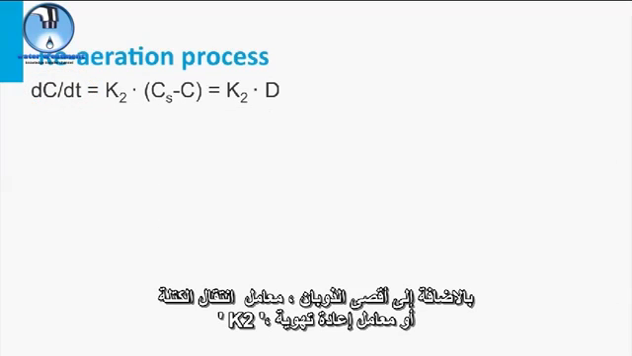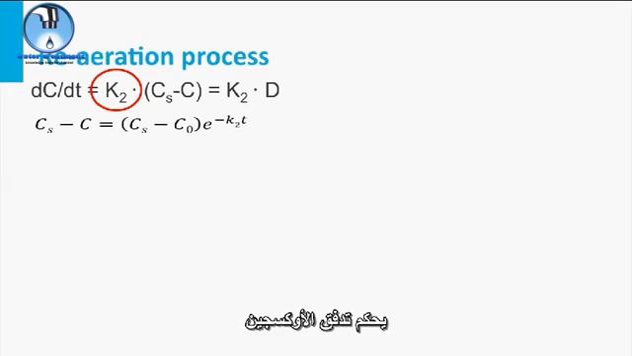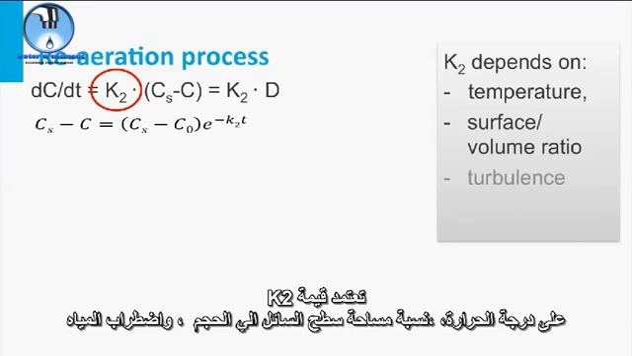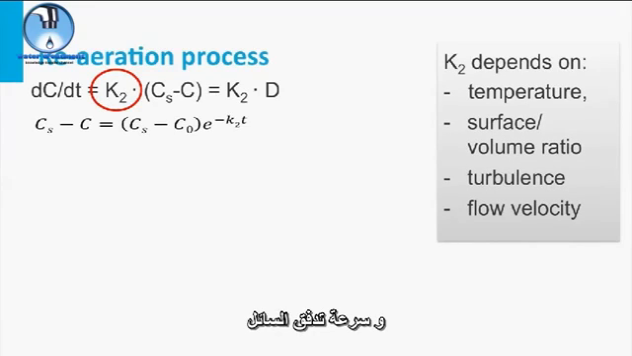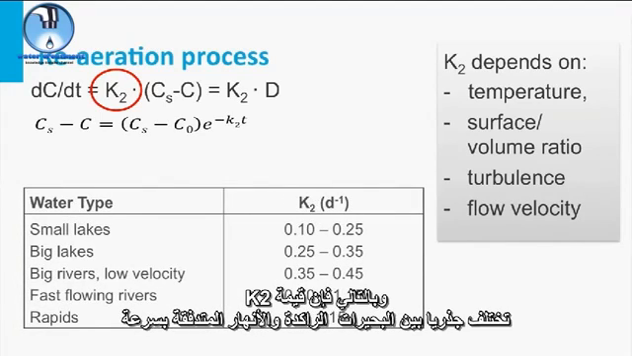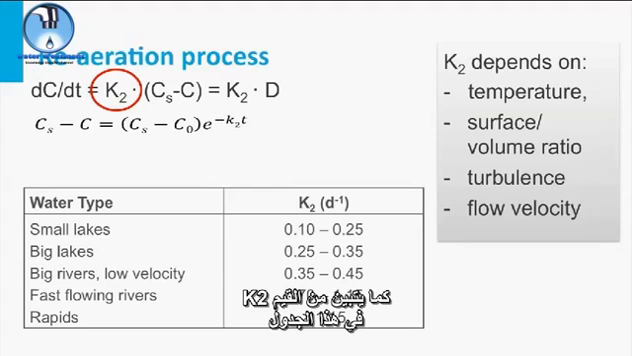Next to the maximum solubility, the mass transfer coefficient or reaeration coefficient, K2, governs the oxygen flux. The value of K2 depends on temperature, liquid surface to volume ratio, water turbulence and the liquid flow velocity. Therefore, the K2 value drastically differs between stagnant lakes and fast-flowing rivers as indicated by the K2 values in this table.